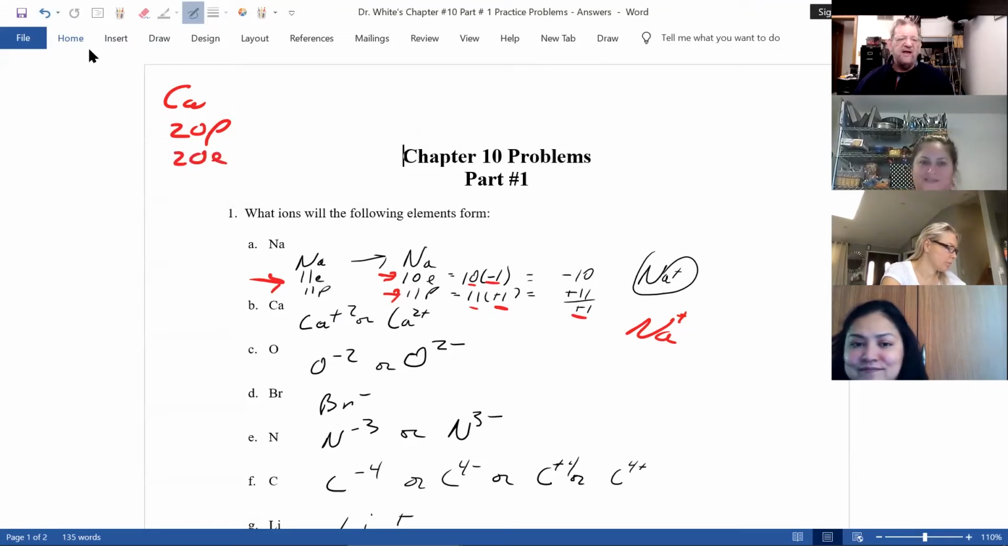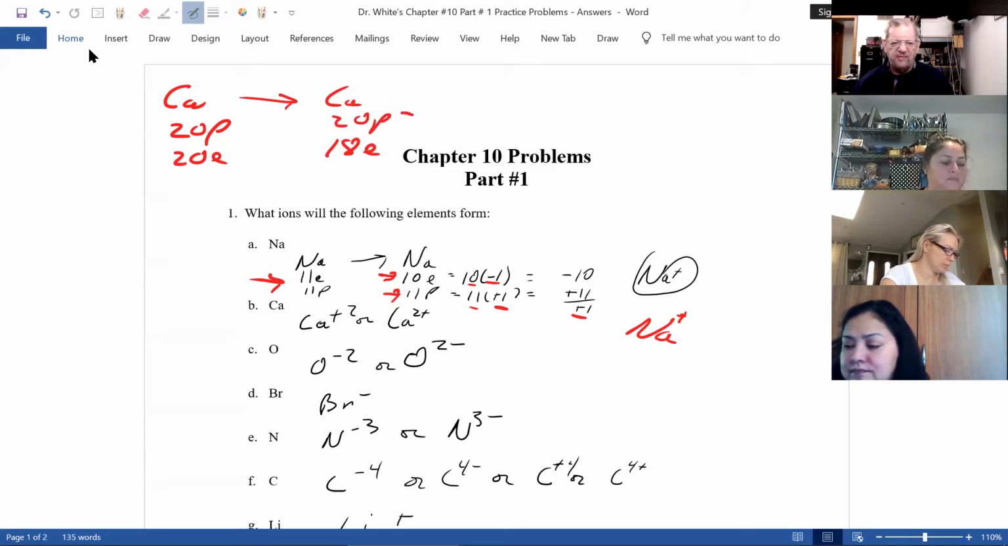All right, calcium, 20 protons, 20 electrons. It wants to go to the same number of electrons as the nearest noble gas, argon, 18 electrons. You don't lose the protons. Each proton is a +1. Each electron is a -1. Do the math, +20 minus 18, add those up, you get a +2.